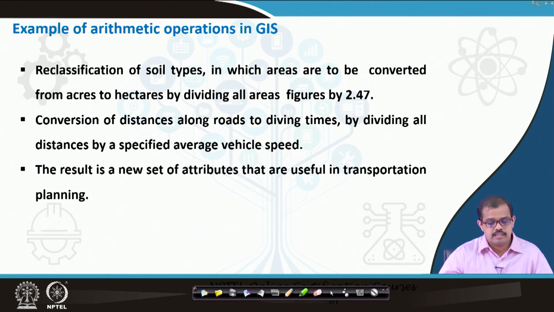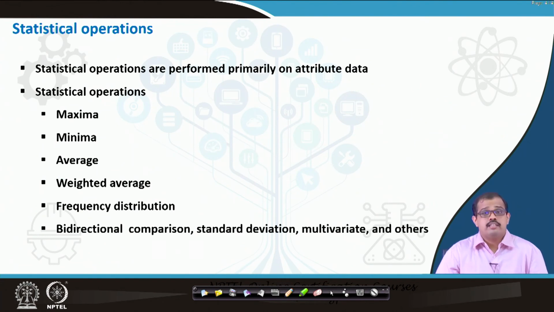The result is a set of attributes that are useful in transportation planning. In the example that I have given, you have soil types and you have the road distances. Based on that, you look at transportation planning. The last set is statistical operations. When you look at statistical operations, you can find the maxima, the minima, the average, the weighted average, and frequency distributions. You can look at interpolations, or any of those things that you are trying to do.